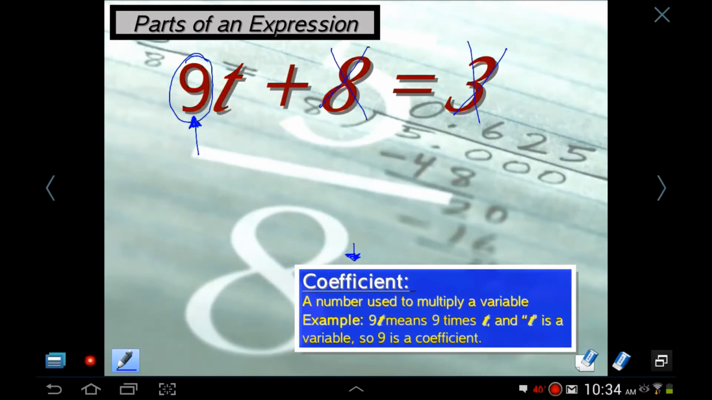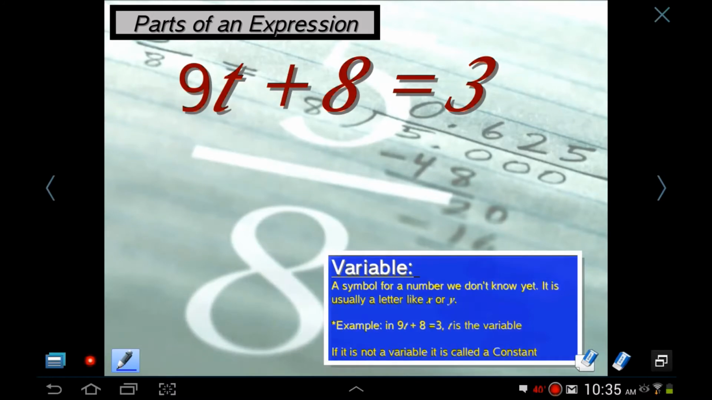If there's a letter involved, there's going to be a coefficient. So if we had 17a, 17 would be the coefficient. If we had 3x, then 3 would be the coefficient. So in this problem, the number 9 is a coefficient. The next thing I'm going to talk about is what a variable is. We've kind of talked about this, so I don't really need to spend a lot of time on this. A variable is a symbol that stands for a number. It represents a number or a quantity or a value.